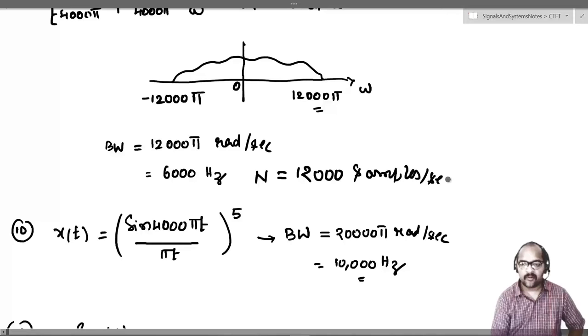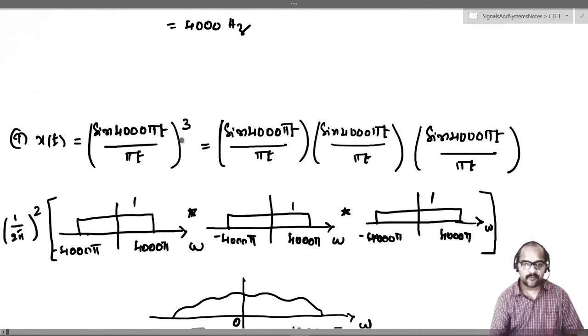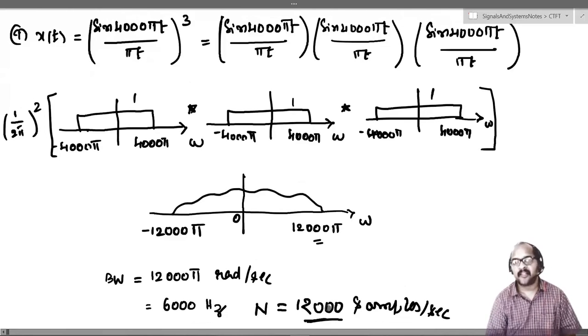So for faithful reproduction of this signal, you have to sample it such that you have how many samples in 1 second? In 1 second, you require 12,000 samples. Then only you can reconstruct the signal back.